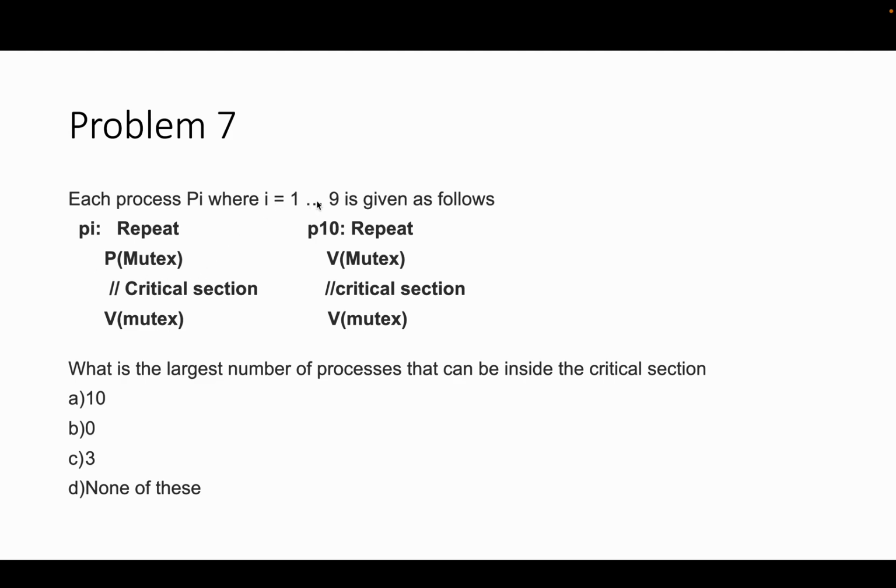For processes P1 to P9, the first instruction is a semaphore down on the mutex, then you enter the critical section, and then there is an up on some other mutex. Remember, these two are different mutexes; the capital one and the small one are different. And on process P10, the first instruction is an up, V on a mutex, and then you enter the critical section, and then there is also an up on a different mutex. So what is the largest number of processes that can be inside the critical section?